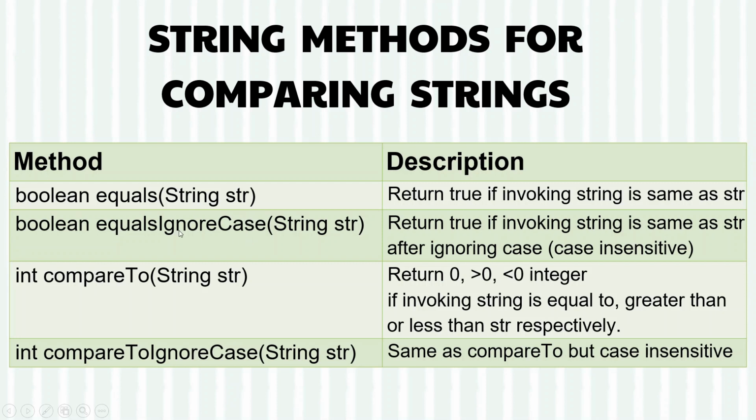Now equalsIgnoreCase. It will also compare the string to another string while ignoring case, meaning uppercase and lowercase will not be considered here. The next one is the integer compareTo. It will compare two strings and return 0, greater than 0, or less than 0. And here we have the compareToIgnoreCase method that will also compare two strings ignoring case.